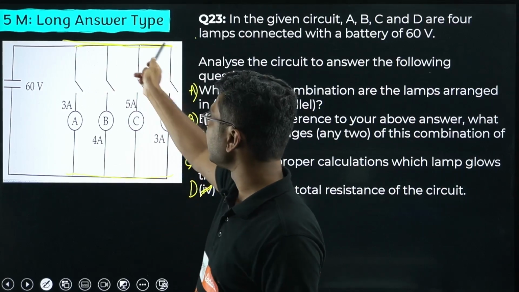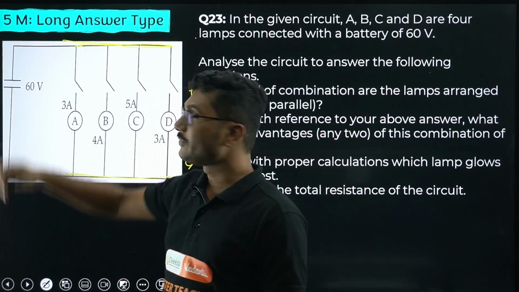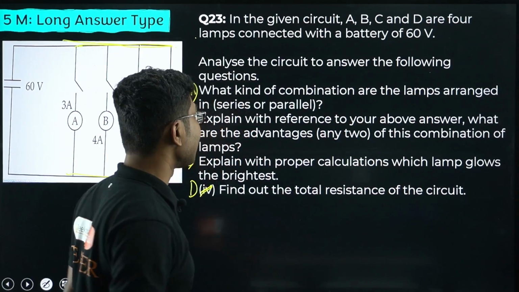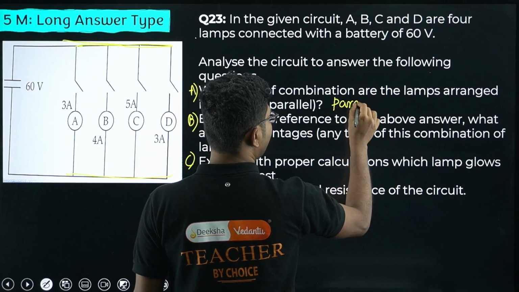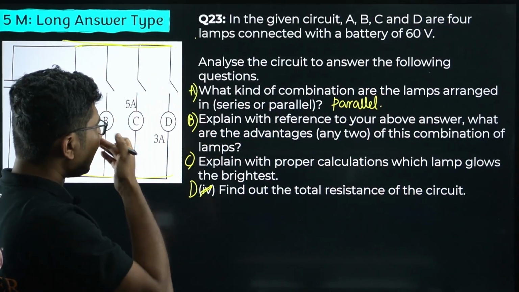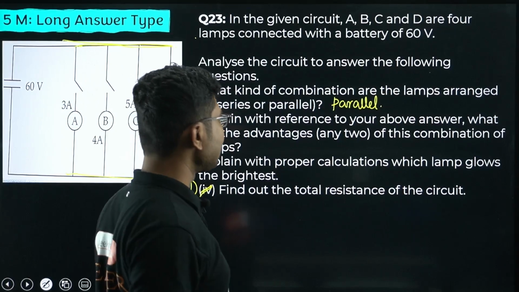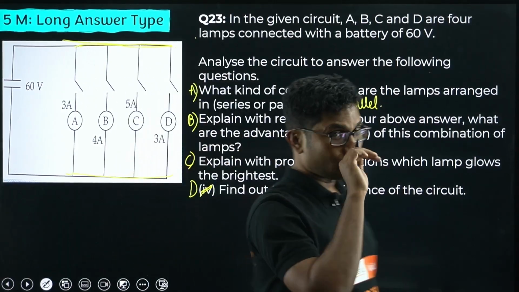If they share the starting point, as I said in the past, that means they are connected in parallel combination. So the correct answer is parallel combination. Explain with reference to your above answer, what are the advantages, any two, of this combination of the lamps. So what are the advantages?